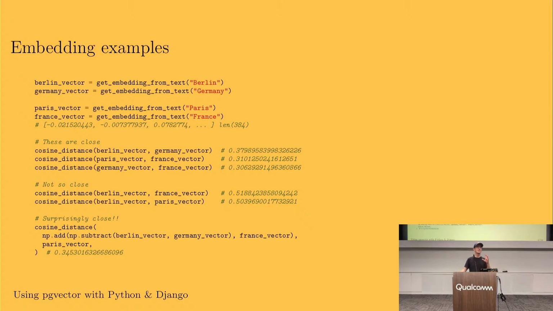But where things get kind of interesting here is I can take the Berlin vector, I can subtract the Germany vector from Berlin somehow, magically. I can add the France vector to the vector that I've created, and this is somewhat close to the Paris vector. So I took Berlin, subtracted Germany, added France, and I have something somewhat close to Paris. That's pretty awesome. And this is real data.